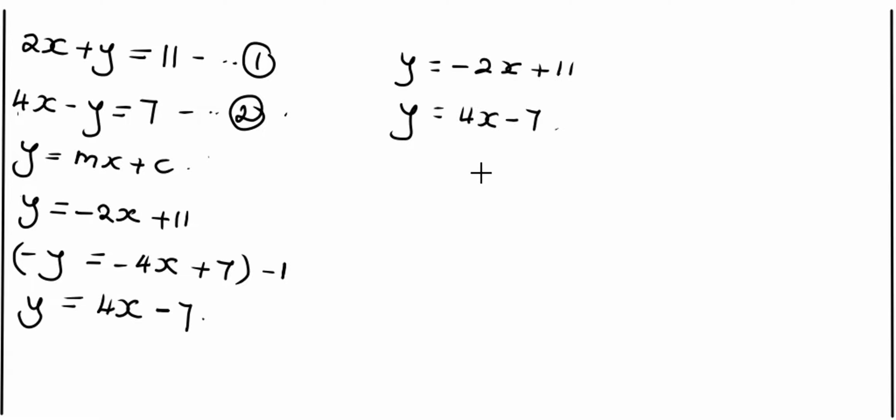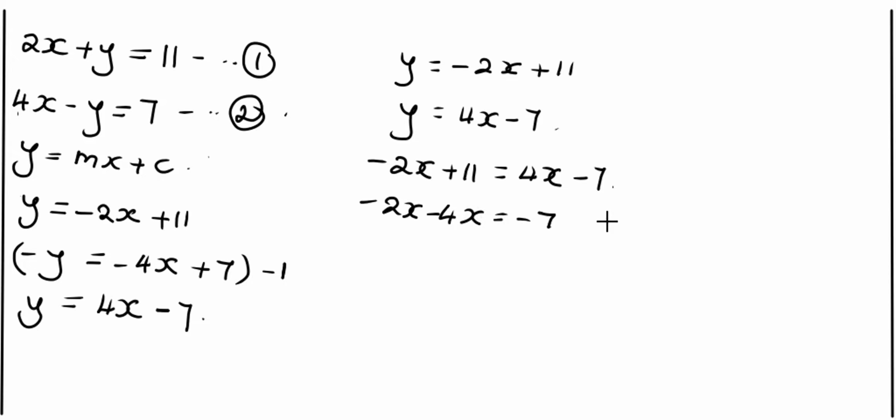So now I can apply the comparison method where I take the first equation, right side, which is -2x plus 11, is equals to this side here, which is 4x minus 7, like that. Group like terms together, I move this on the other side. So it will be -2x minus 4x is equals to -7 minus 11, like that. -2x minus 4x, it will be -6x is equals to -7 minus 11 is -18.